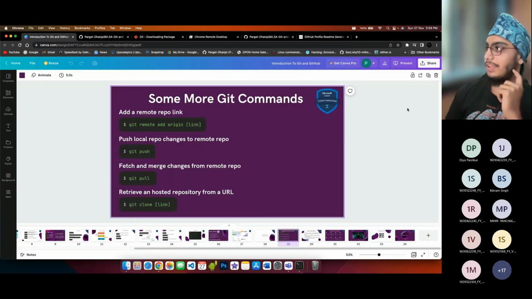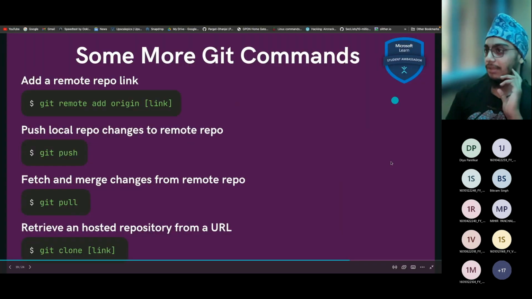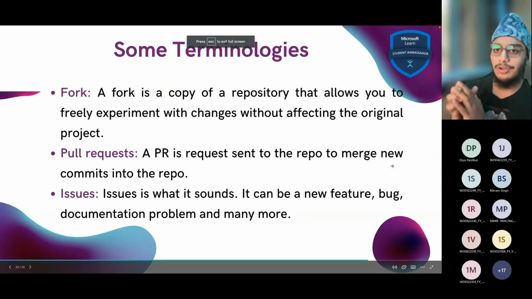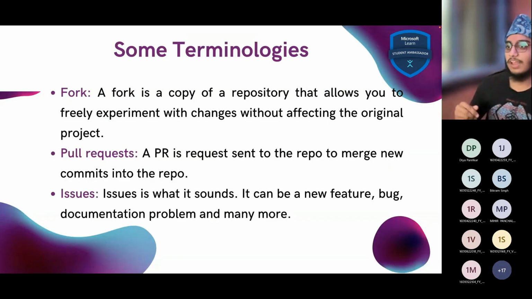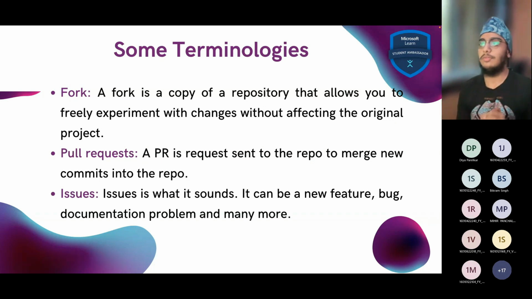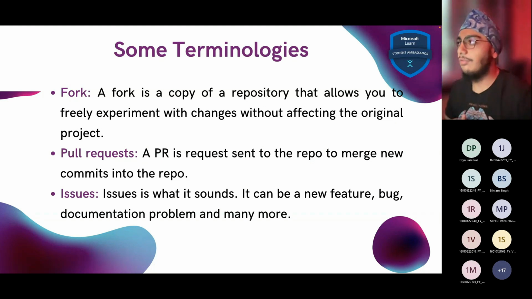So yeah, those were the basics of using Git along with GitHub. Now we'll be learning about some terminologies. I suppose someone was asking what a pull request is and कि कैसे कर सकते हैं pull request. So we'll be learning about that and how we can actually use that to contribute to open source.